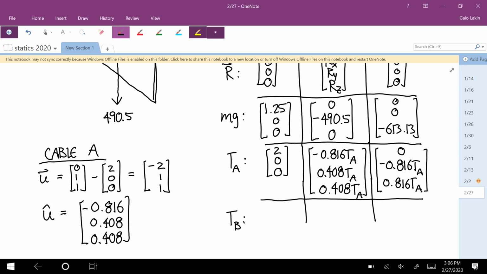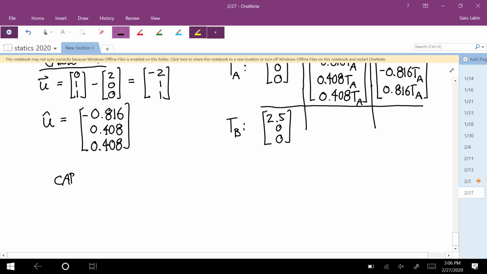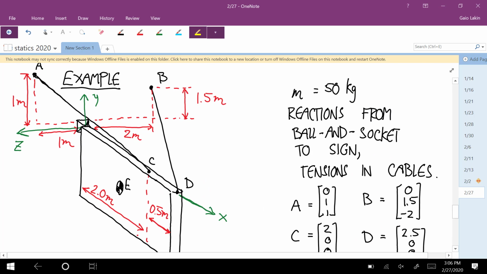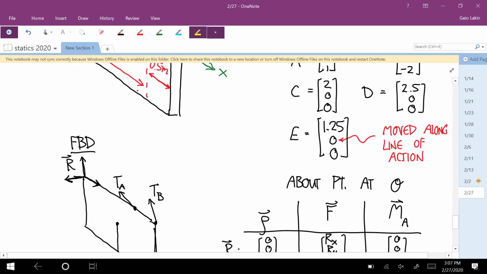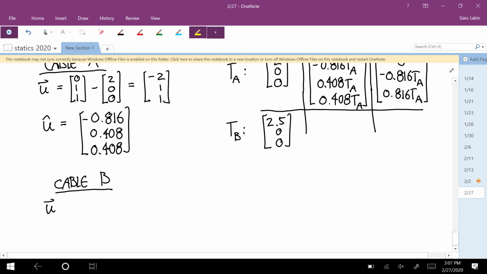Okay, so now TB. The row vector is 2.5, 0, 0. And now we have to do the unit vector thing again for cable B. First, a vector that's in the direction of this cable. So we want our unit vector to go from B to B. So we're going to do that as the coordinates of B minus the coordinates of B, and then normalize it. So this vector U, before we get it as a unit vector, is 0, 1.5, negative 2.